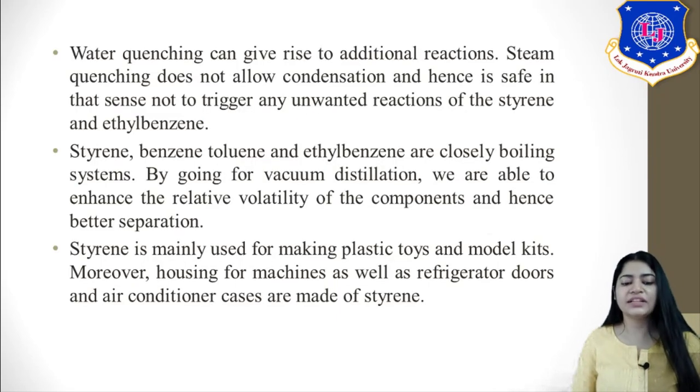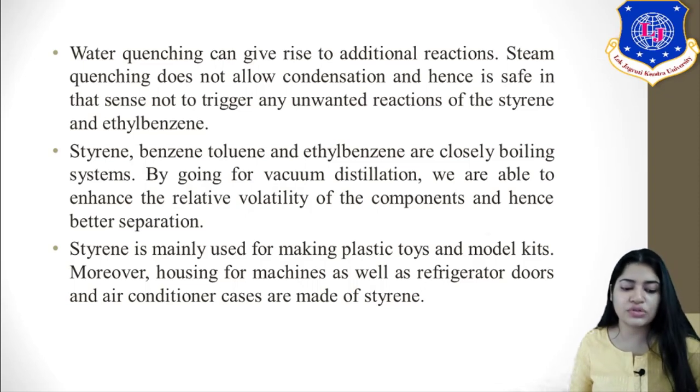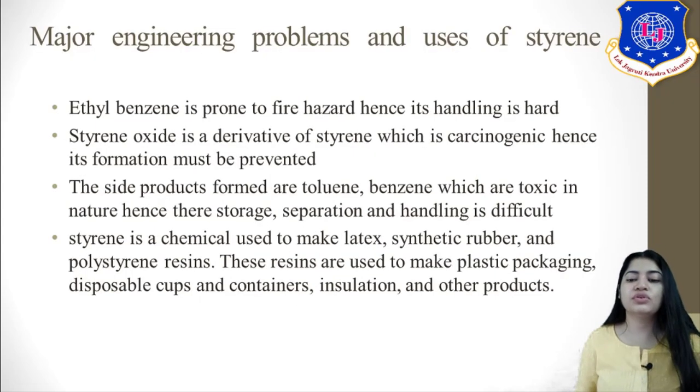Now, styrene is mainly used for making plastic toys and model kits. Moreover, for housing machines also, as well as for refrigerator doors. And in air conditioner cases, all these are made of styrene. So you can see that it is a very important petrochemical which is used in day-to-day life. So now the major engineering problems and the uses of styrene.